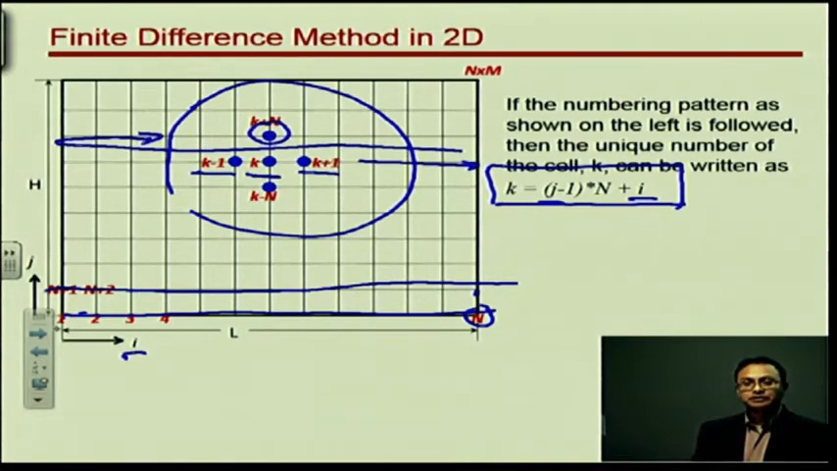Any other questions, comments on that? Everybody understand this? So all we are doing is renumbering the node, converting a two-dimensional numbering pattern to a one-dimensional numbering pattern. That's all we're doing.